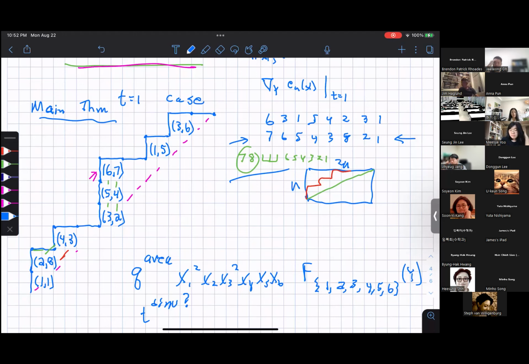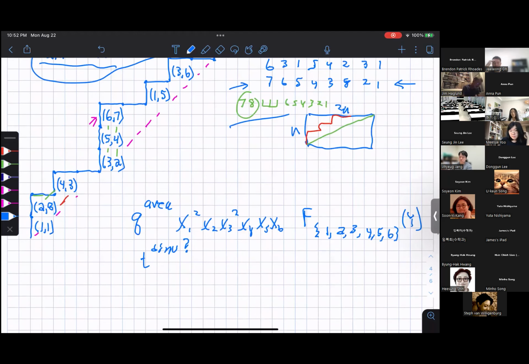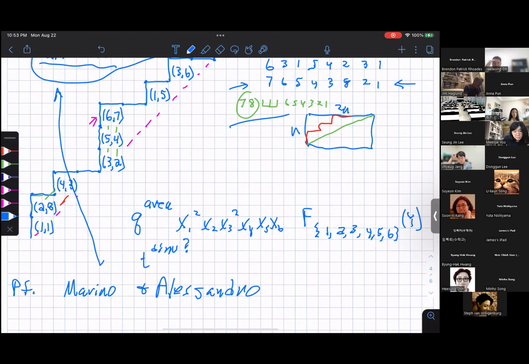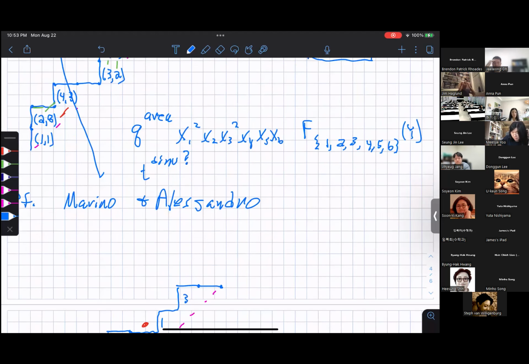And then basically, let me just finish by saying that the proof of this T equals 1 case is mainly due to Marino. Well, it's all due to Marino and Alessandro. And it's like a 20-page proof, and it uses a lot of bijective things that Marino used to prove that T equal 1 of the original delta conjecture. He has a paper in Transactions doing that, a fairly involved combinatorial thing.